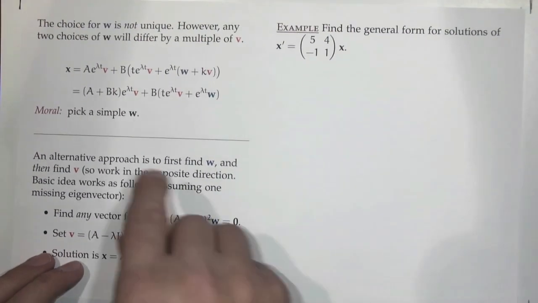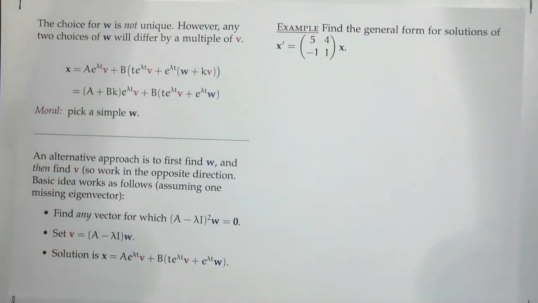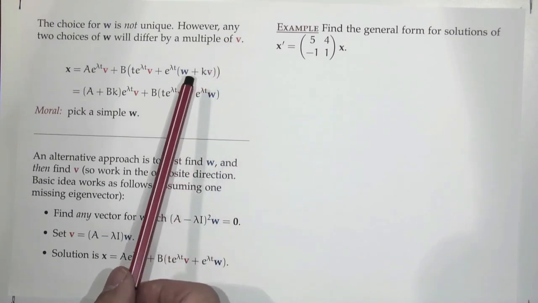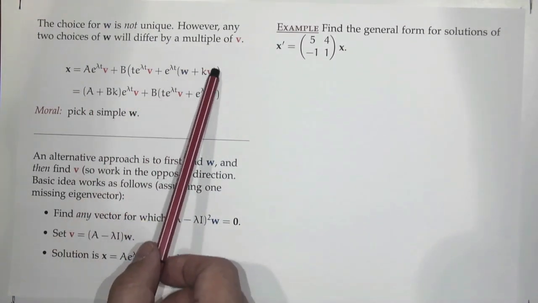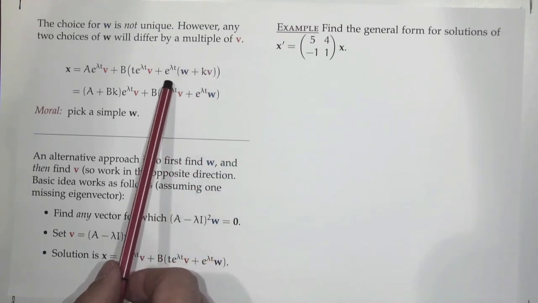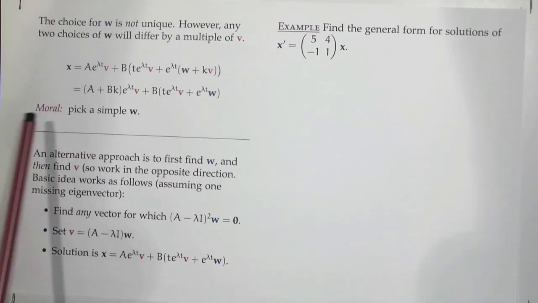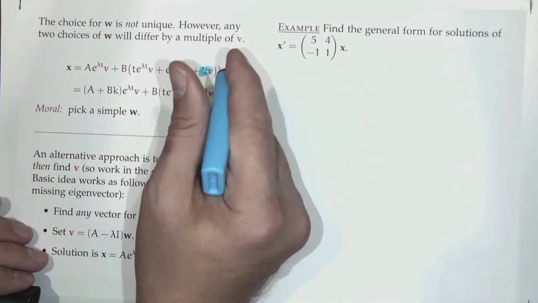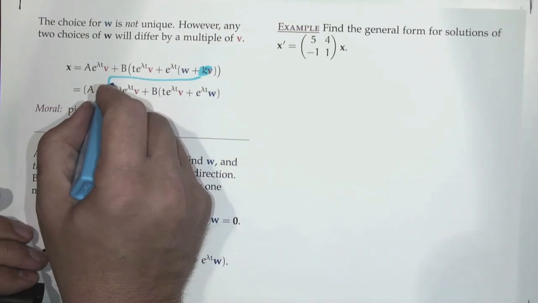So, a few comments. The choice for w is not unique. However, what can it change by? The moral is it will only change by a multiple of v. And therefore, your second piece looks like w plus some multiple of v. And then you say, hey, this can actually be shoved into the first answer. So in other words, you can take this part and throw it into here.